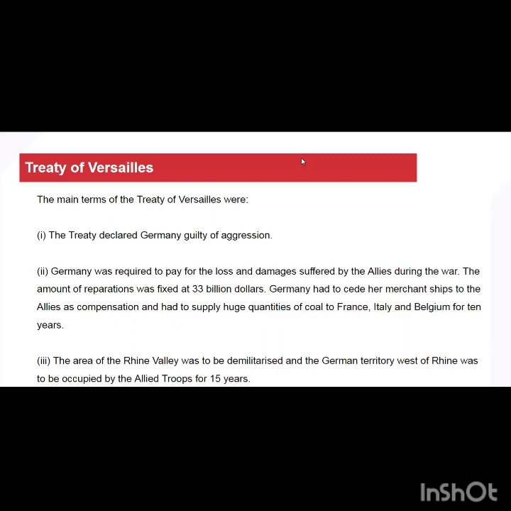Okay, so these are the initial terms and conditions of this treaty. That is, first point, Germany was declared to be guilty of aggression. Second thing, the entire blame of the war was put on Germany, and Germany was compelled to pay for the loss of all the damages suffered by the allied countries, and the amount of compensation was $33 billion. Not only this, it had to give away its merchant ships as a compensation and supply huge quantities of coal to France, Belgium, and Italy for the next 10 years. And most important, the Rhine Valley area was ordered to be demilitarized, and this area was to be occupied by the allied troops, that is Britain, France, and USA, mainly these three countries, for the next 15 years. Okay, so these are the initial conditions.